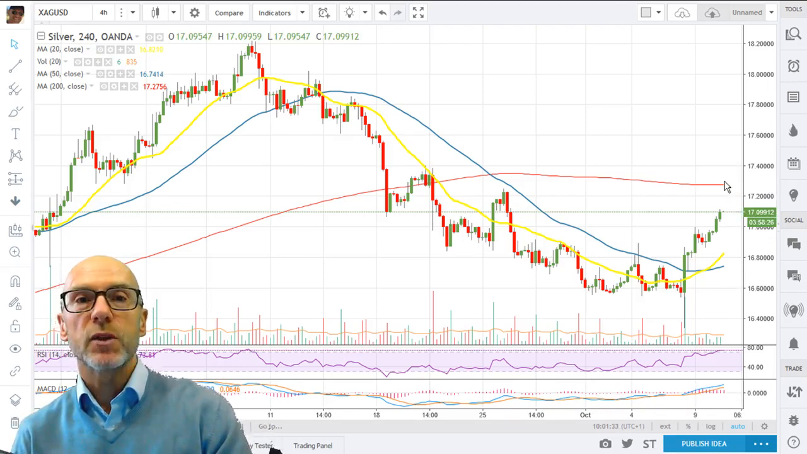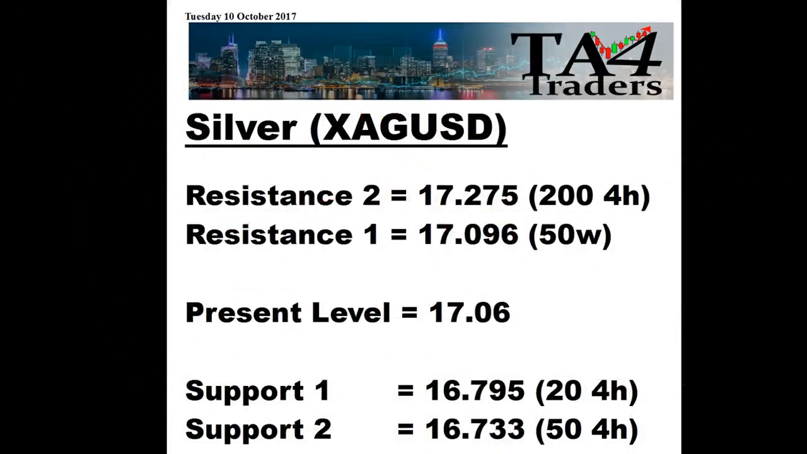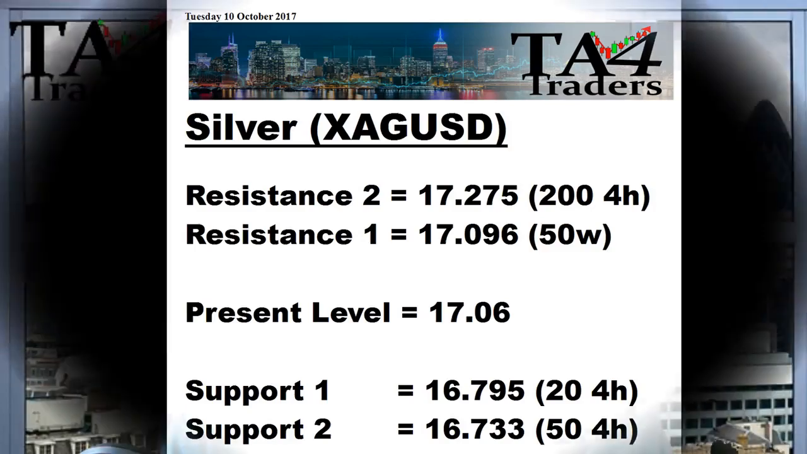Looking at the support and resistance levels, we've got resistance at the 50-week, 17.10 really, and then the second resistance 17.275. That's the 200 on the 4-hour, with support at 16.795, the 20 from the 4-hour, and 16.733, which is the 50 from the 4-hour.